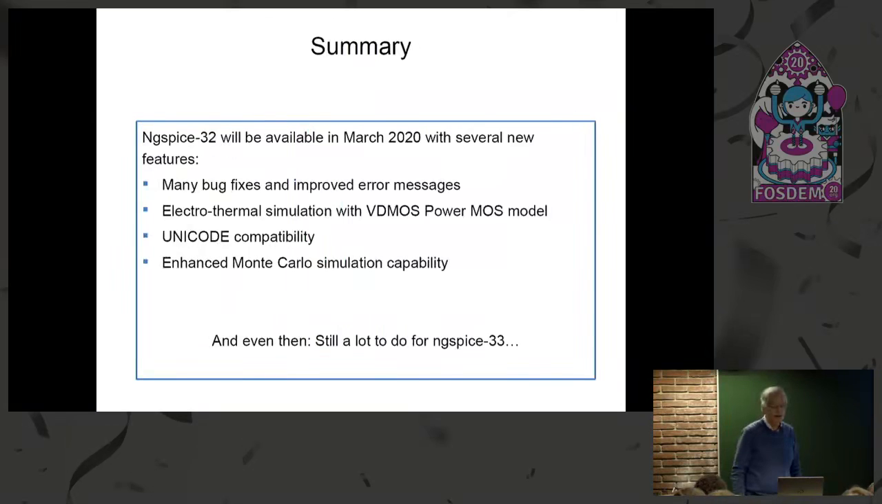Okay, so to summarize, ngspice hopefully will be available in March this year with several new features, many bug fixes, Unicode compatibility, enhanced Monte Carlo simulation capability. I didn't talk about this here today, but this is another thing of interest, especially for the IC designers. And we have these electrothermal models of power devices integrated. And even then, we just think about what we will do next for ngspice 33. Thank you.